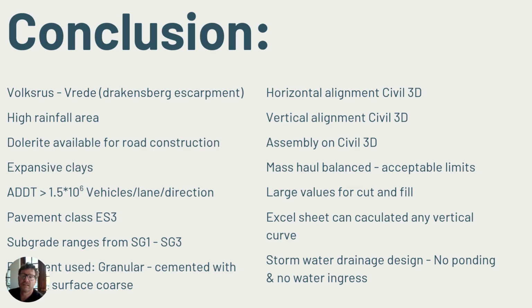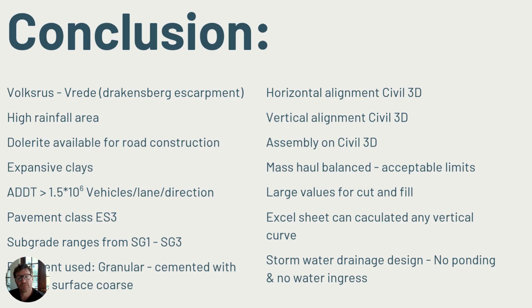And then the design average daily traffic over a design lifespan of 20 years is greater than 1.5 million, which will give the road a pavement classification of ES3. And from the CBR values obtained along the center line, you can expect subgrade classes ranging from subgrade 1 to subgrade 3. The horizontal alignment and the vertical alignment were done from a DTM on Civil 3D, and a mass haul diagram was obtained after the typical assembly was imposed on top of the vertical alignment.